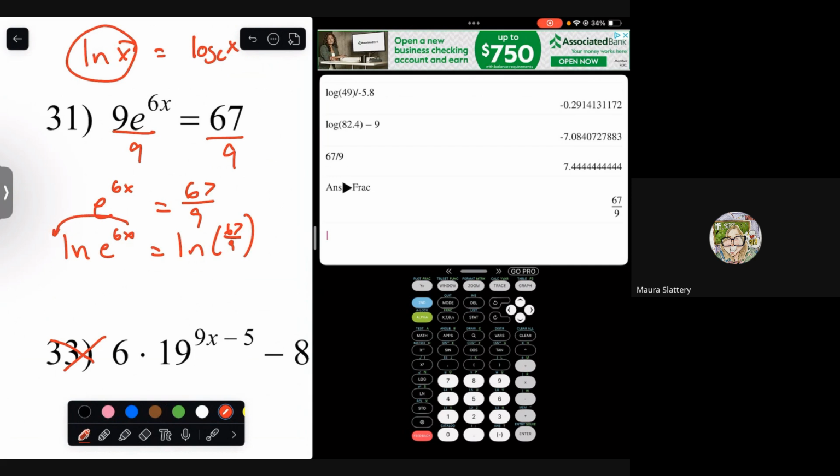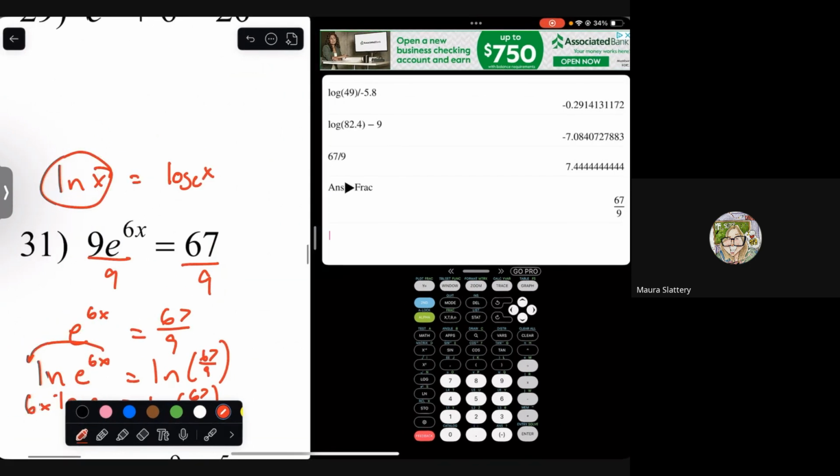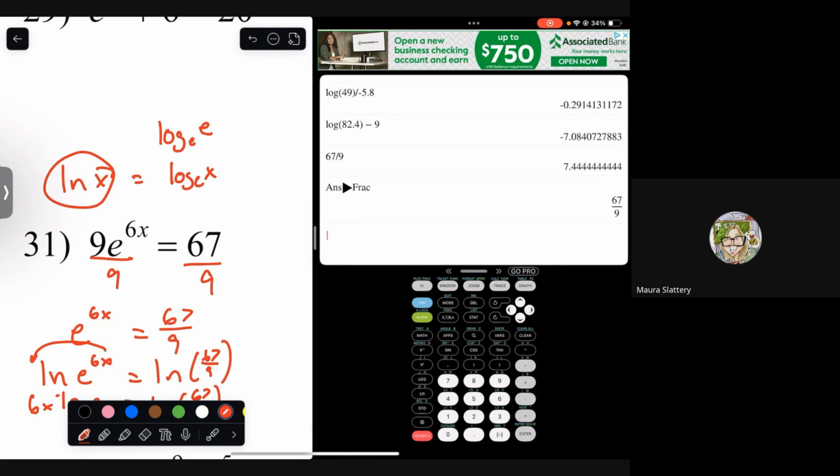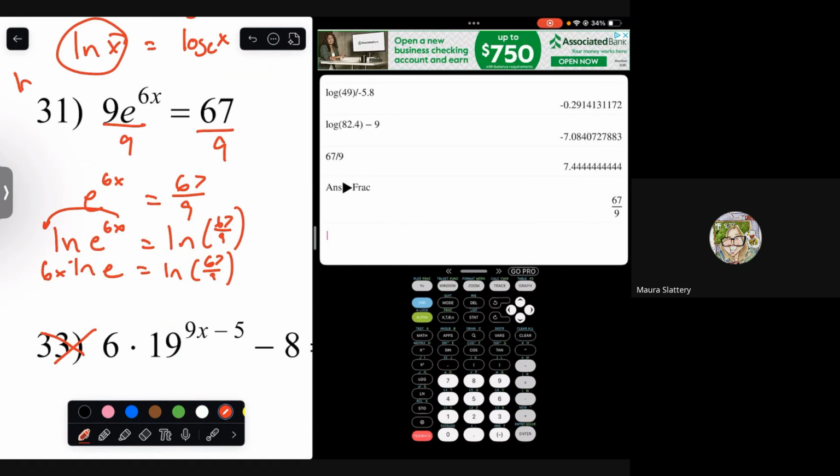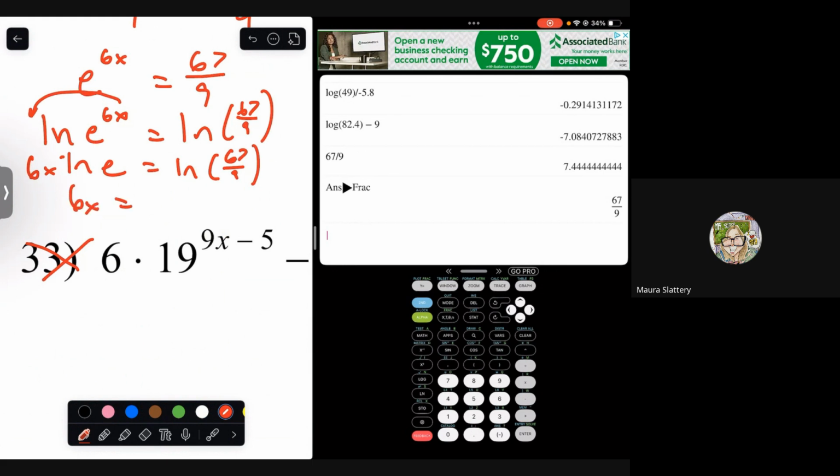Then this comes out in front, and we get 6x times ln of e equals ln of 67 ninths. What is ln of e equal to? We know that's log base e, so it's basically log base e of e. What's that? 1. That is something you need to know, that ln of e equals 1. You do have to have that down, right? Log of 10 is 1, ln of e is 1. All right, so then we get 6x is equal to ln of 67 ninths.